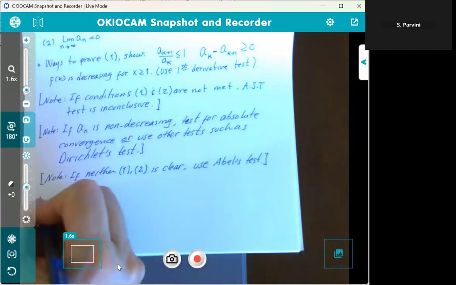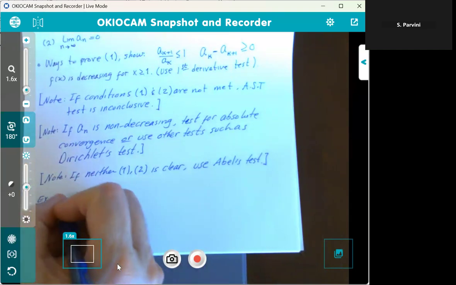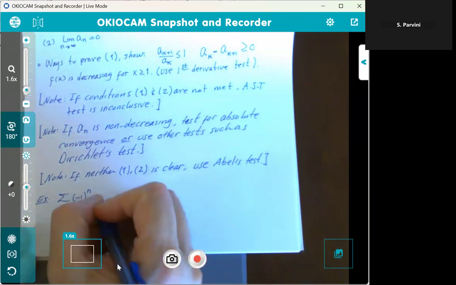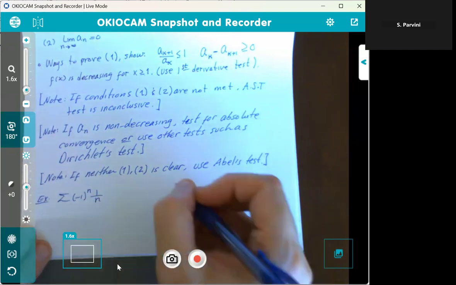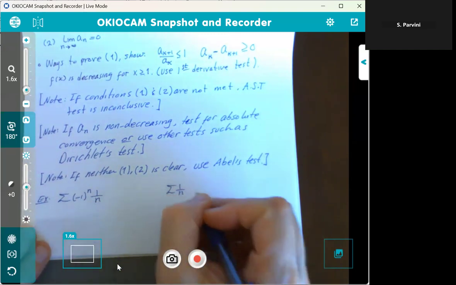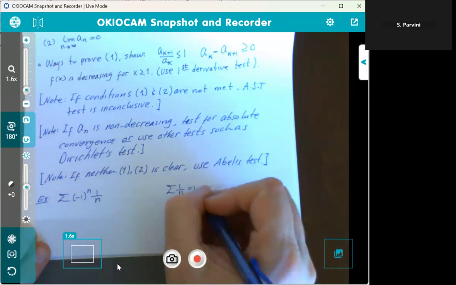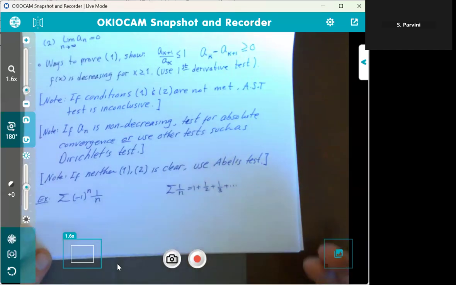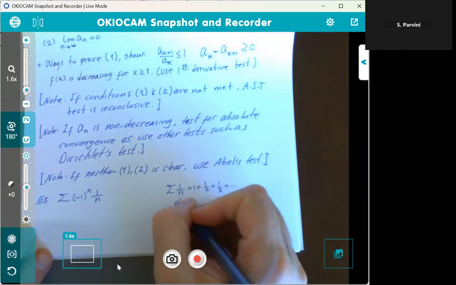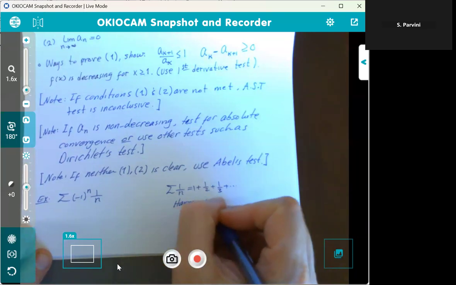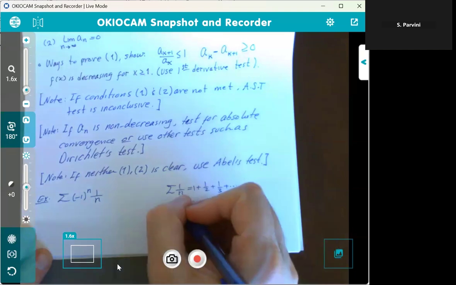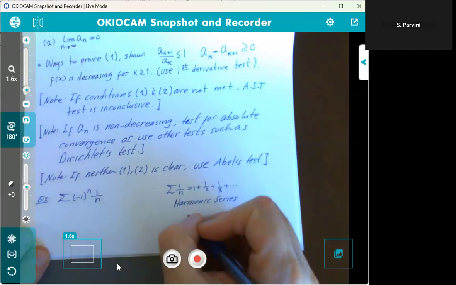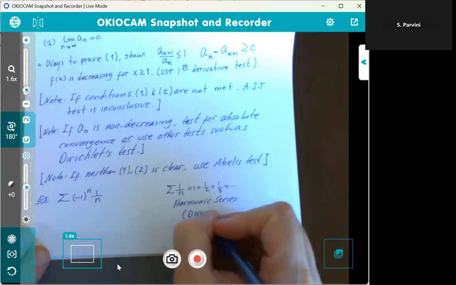Now, let's do our first example here. We're going to look at an alternating series, negative 1 to the n, times 1 over n. Now, from earlier work, remember sigma 1 over n, we recognize this series as 1 plus a half plus a third and so on. This is the well-known famous harmonic series, right? We already established the convergence or divergence of the harmonic series. If you recall, the harmonic series is divergent.